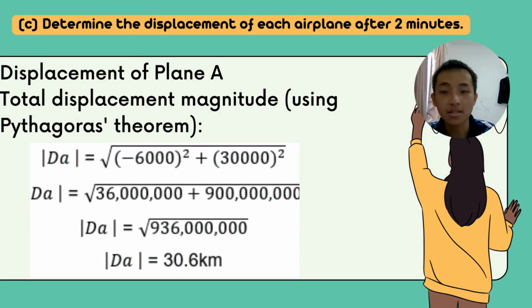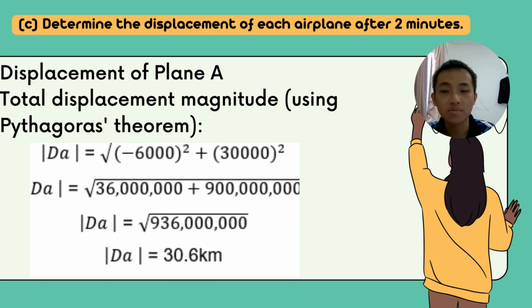After we found the x direction and y direction displacement, we can find the total displacement of plane A by using the Pythagoras theorem, which is square root of negative 6,000 squared plus 30,000 squared, which is equal to square root of 36 million plus 900 million, which is equal to square root of 936 million, and we will get the final answer of 30.6 kilometers.